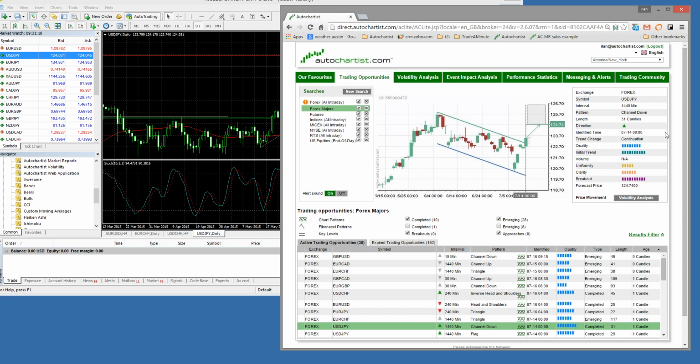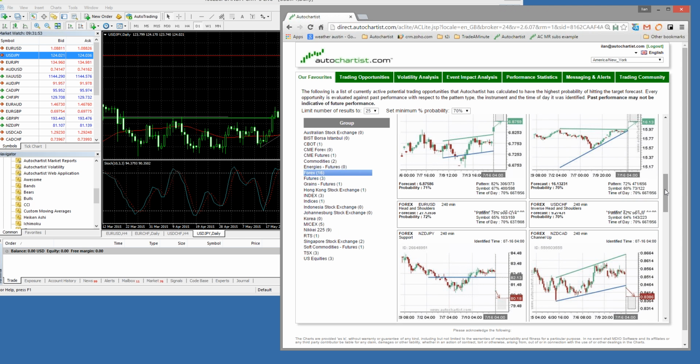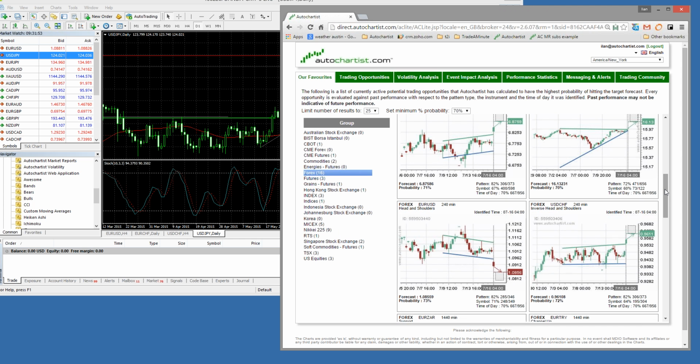So what I've done now is I've switched my screen to what we call the Our Favorites section. Our Favorites is what Autochartist believes to be the highest probability opportunities available on the market right now, based on past performance. Again, past performance might not be an indication of future performance, but based on the last 6 months of performance, these are the trading opportunities that are most likely to hit the target region as we're looking at them right now.